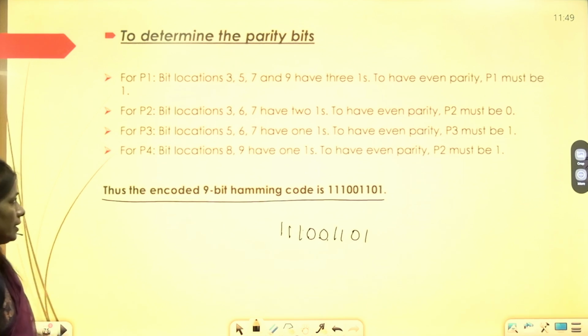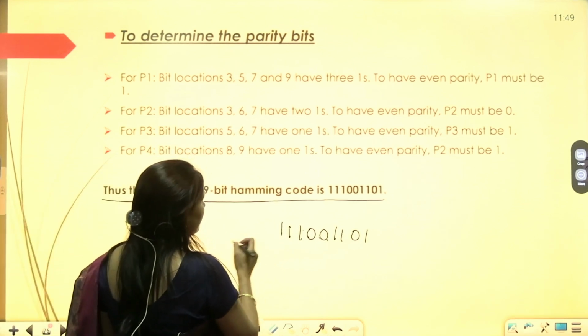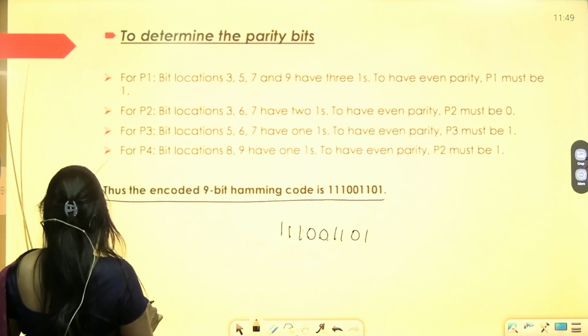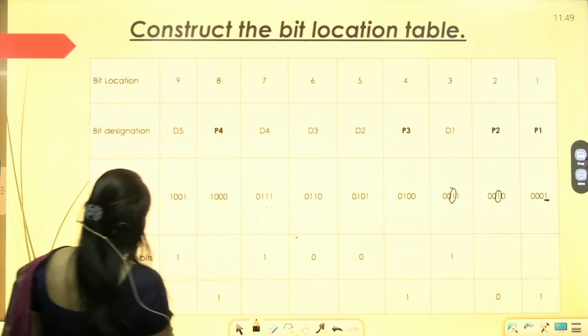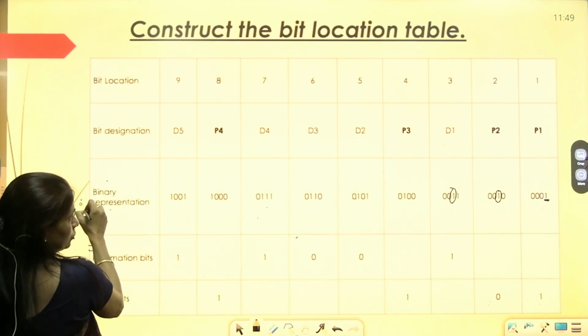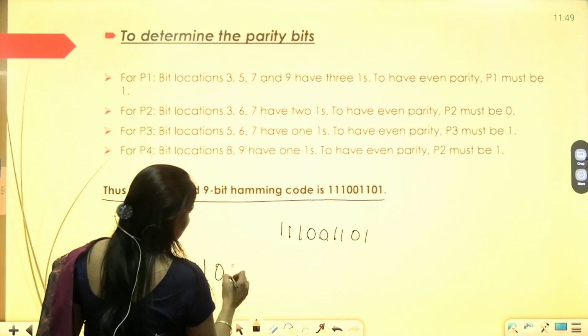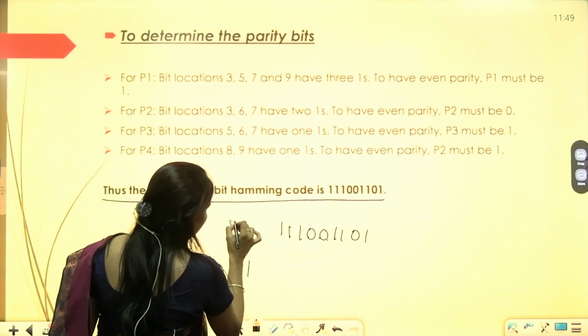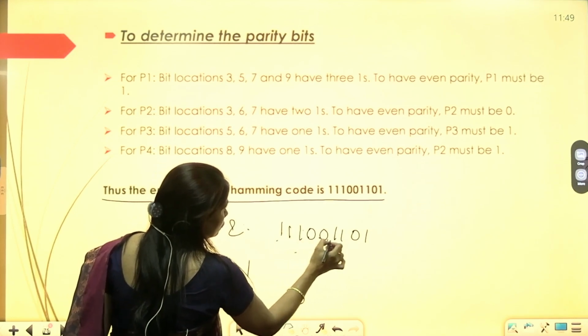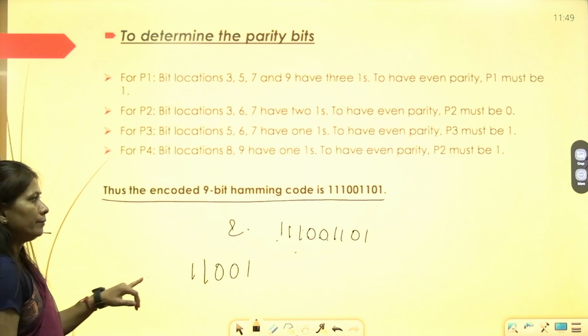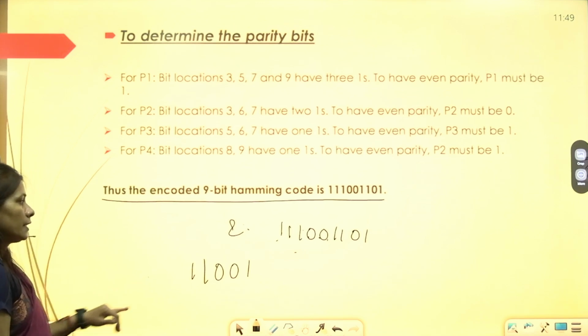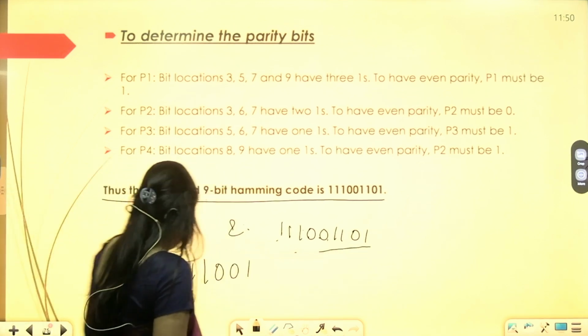Original message is 1, 1, 0, 0, 1. The coded message is 1, 1, 0, 0, 1, 1 with the added redundant bits. Send the receiver this code word.